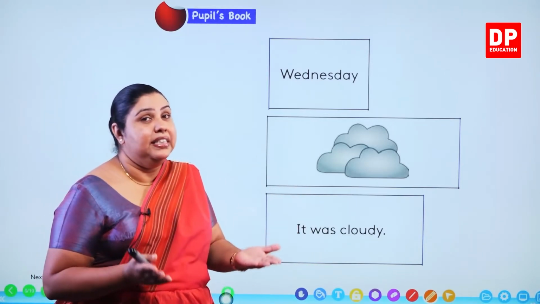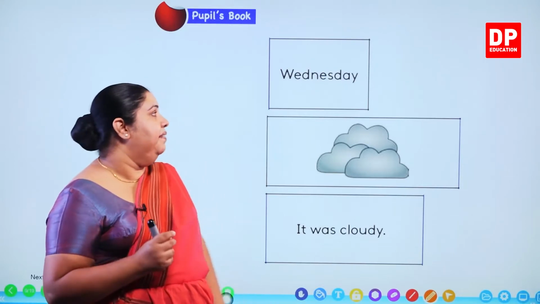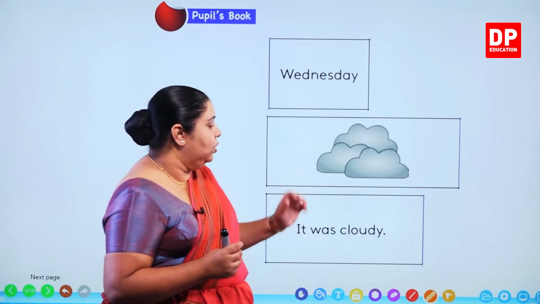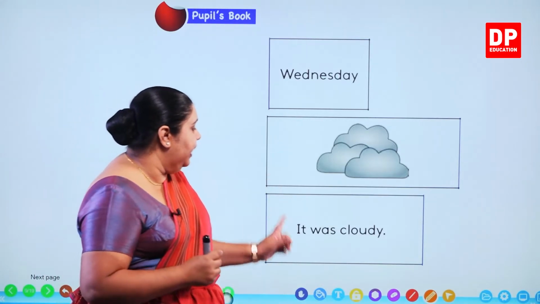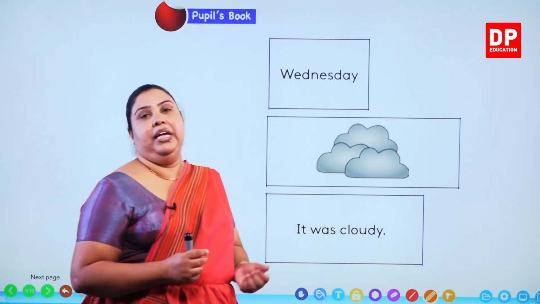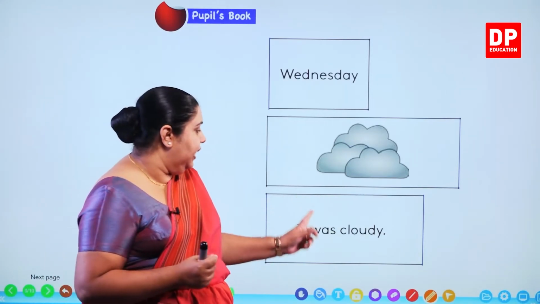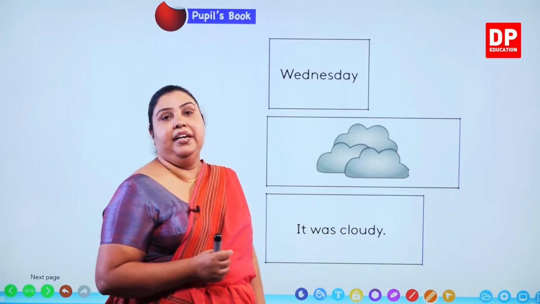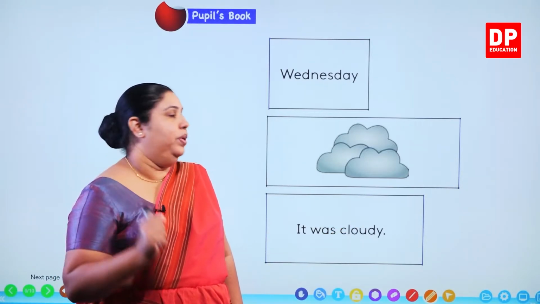WEDNESDAY. Wednesday. Now, how was the weather like last Wednesday? Last Wednesday, it was cloudy. Cloudy. Can you see the word cloudy? CLOUDY is cloudy. All right.